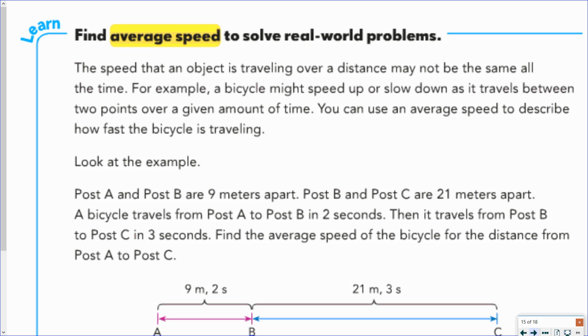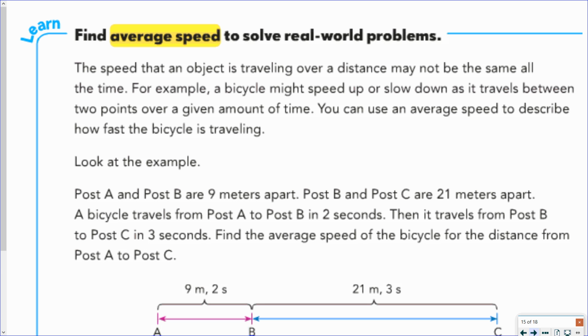And then finally today, we are going to calculate what is known as average speed. The speed that an object is traveling over a distance may not be the same all the time. For example, a bicycle might speed up or slow down as it travels between 2 points over a given amount of time. So you can use an average speed to describe how fast the bicycle is traveling.